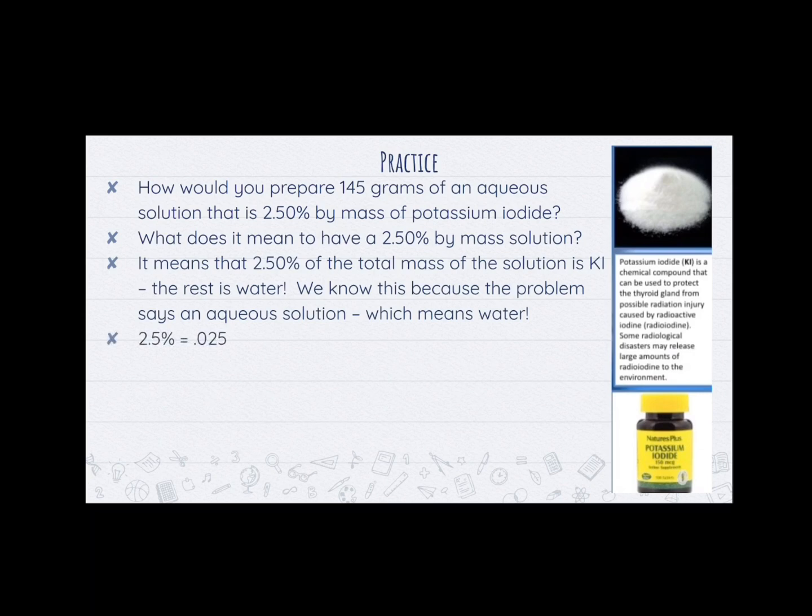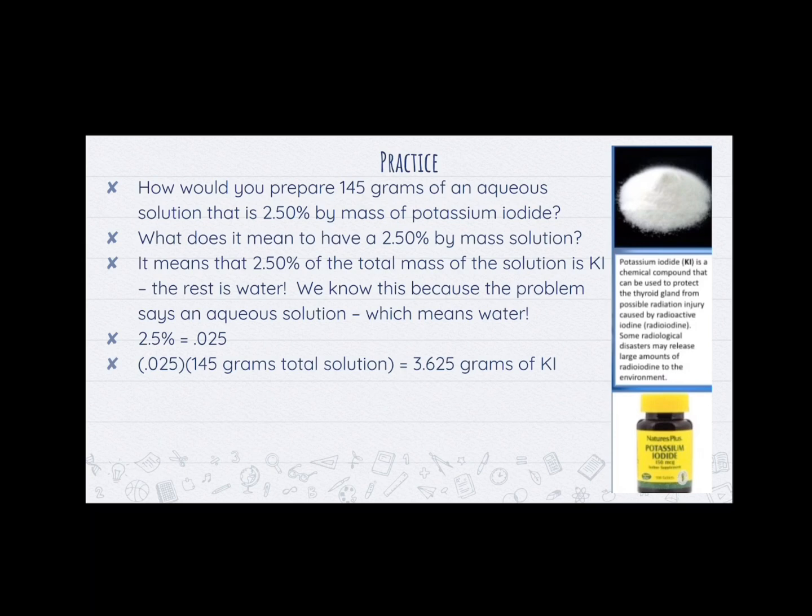Okay, so 2.5%, if you're going to get rid of the percentage, is just 0.025. I just moved my decimal 2 places to the left. And what I'm going to do is multiply my percentage by the total mass of the solution. So I have 0.025 times 145. That means I need 3.625 grams of potassium iodide.